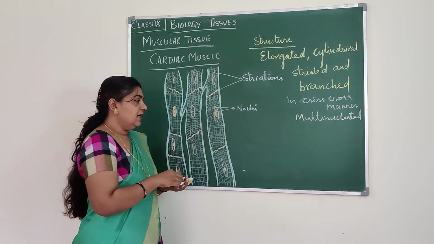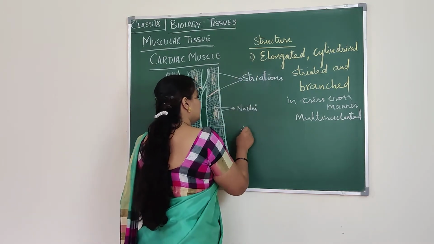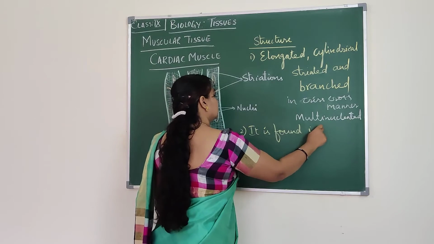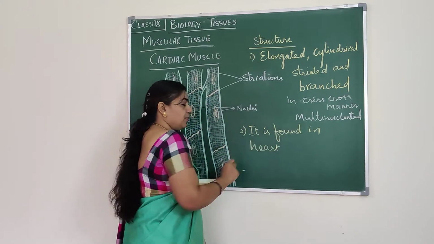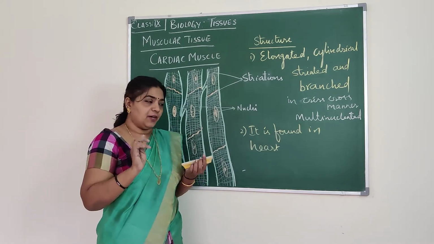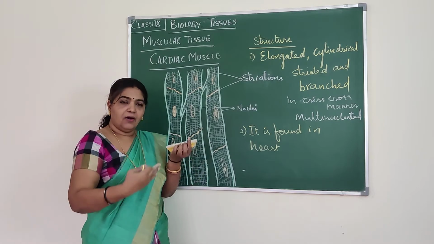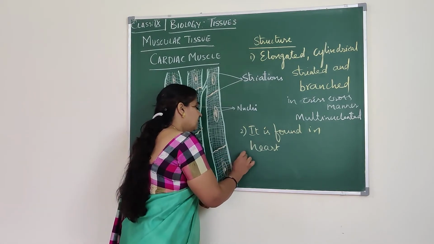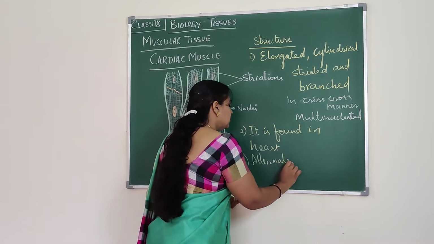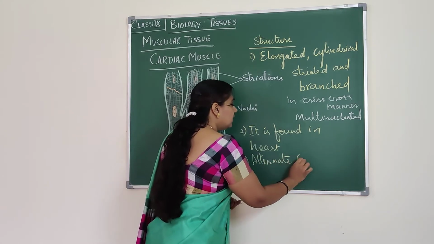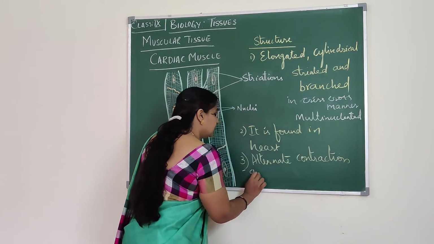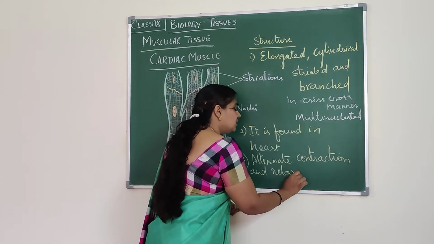So where is it present? It is found only in our heart. No other organ is made up of cardiac muscle. So what is the function? How does it function? The alternate contraction and relaxation and rhythmic movement, right?